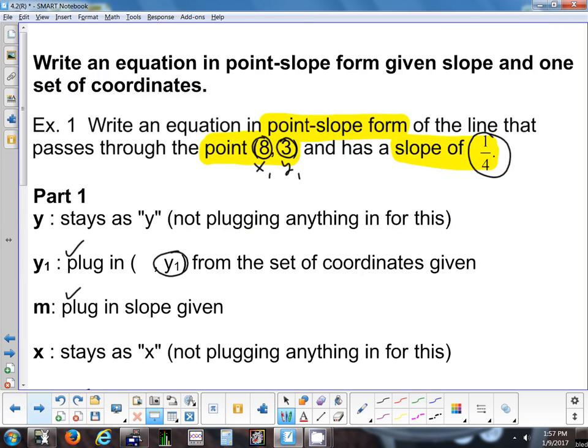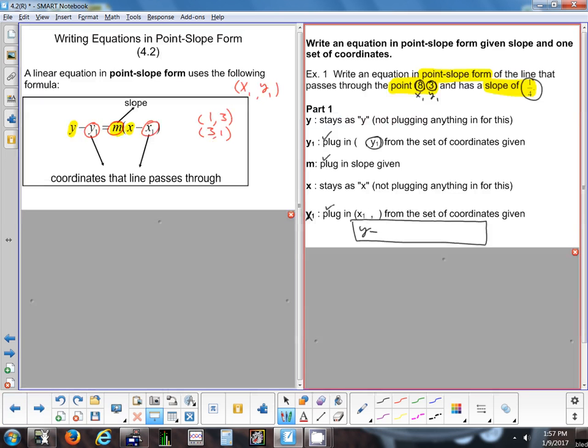Okay, so now let's look at y1. Let me see if I can keep both of these up at the same time. Y1, it says we do have to plug in something. Who can tell me what I'm going to have to plug in for y1 here? Yeah, Hannah? Yeah, we're going to plug in 3. Okay. What comes after the y1? Directly after it. Equals.